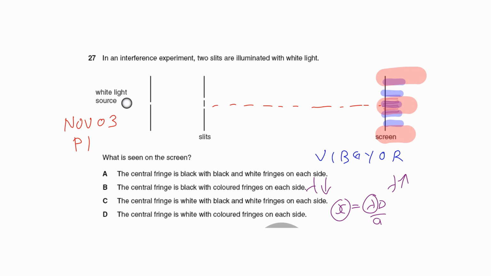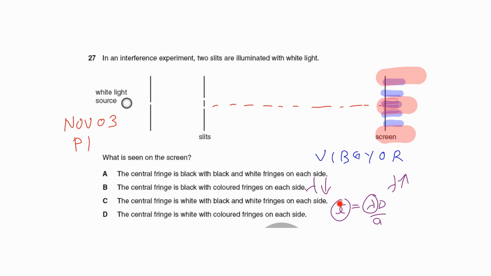Now remember, white light isn't a white color by itself, but rather it consists of all the 7 colors. So what I'm saying is you can treat white light as having 7 different colors, and each color that emerges will form its own pattern here. For example, violet being the shortest wavelength. If you use the formula x equals lambda d over a, the shortest wavelength will give you the smallest x.